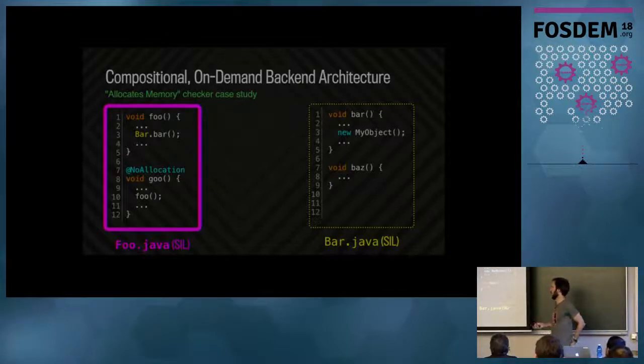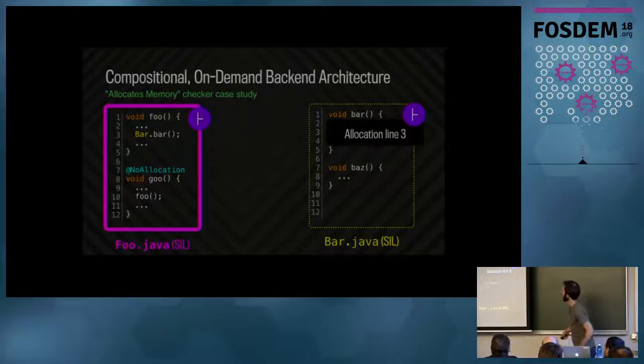Let's say we're only interested in analyzing the functions in foo.java. So we start with one of them, like foo. And we see that it calls bar. So we need to compute the summary for bar first. So we go do that. Notice that bar here is in another file. Also, I've written this as more or less Java code, but it's actually in the intermediate language of Infer. So Infer analyzes bar, and it notices that it allocates memory on line 3. So that's the summary it computes. The only thing it will remember about bar now is that on line 3, it allocates memory.